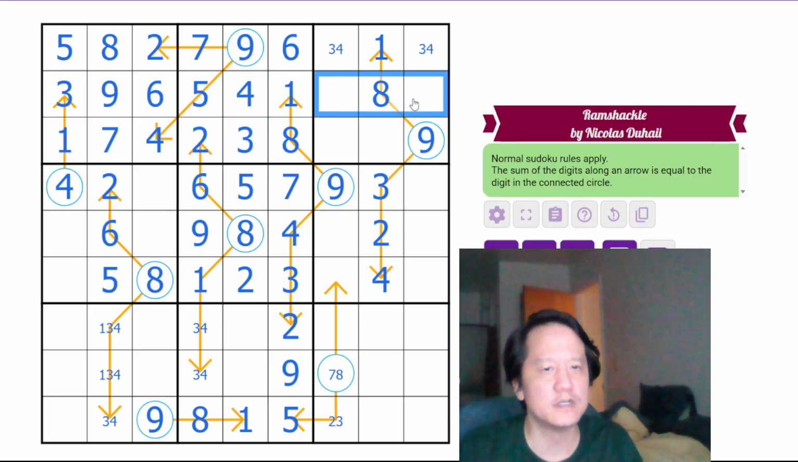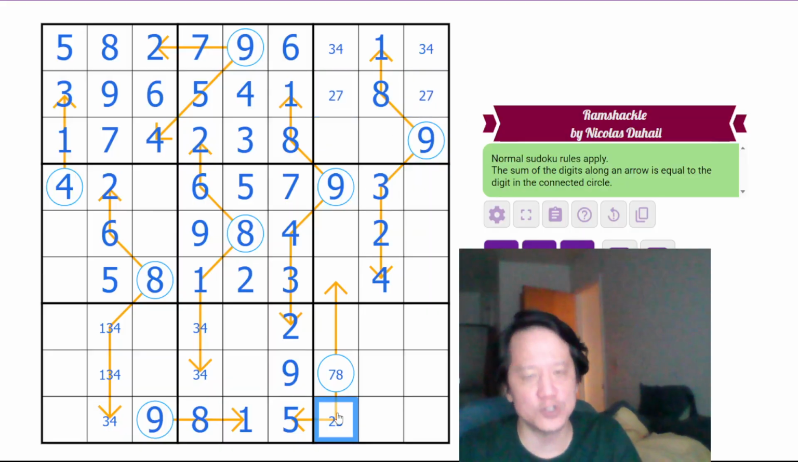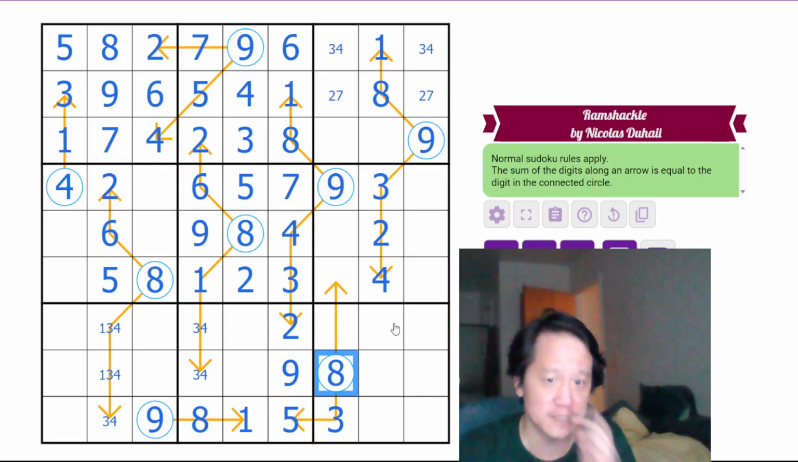Remaining digits in row 2 are 2 and 7. So, if this is 2, that would be 5 plus 2 adding up to 7, and that would eliminate all possibilities for this cell here. So this cannot be 2 here. It must be 5 and 3 adding up to 8.